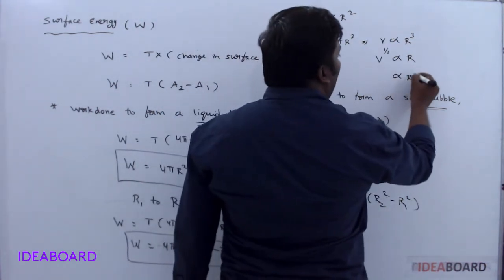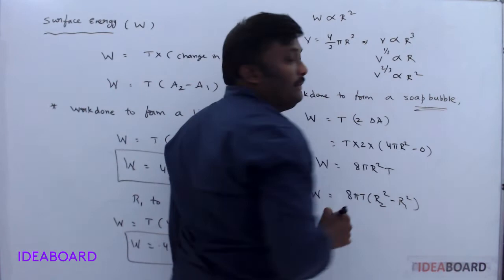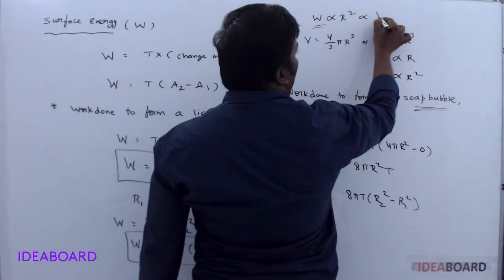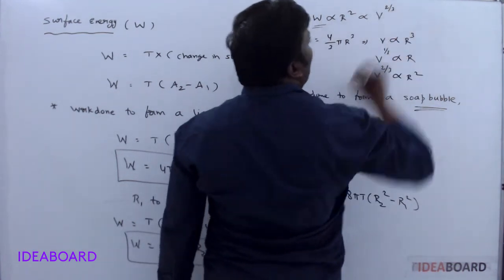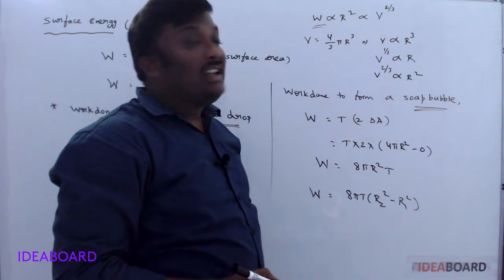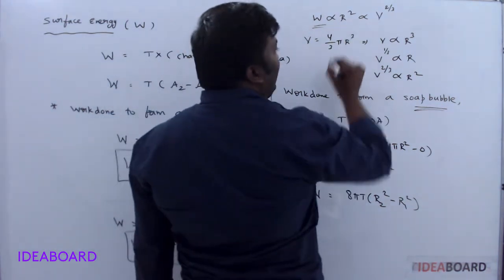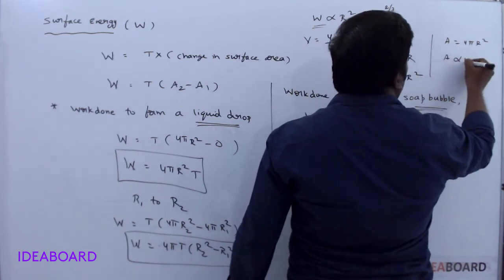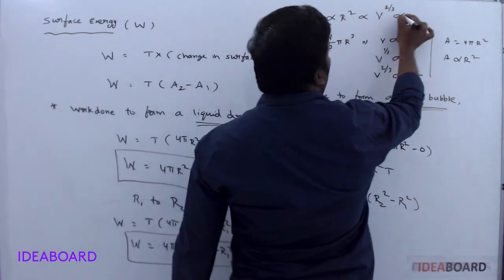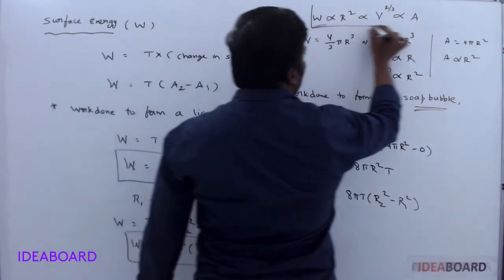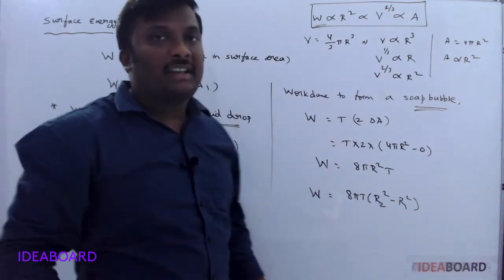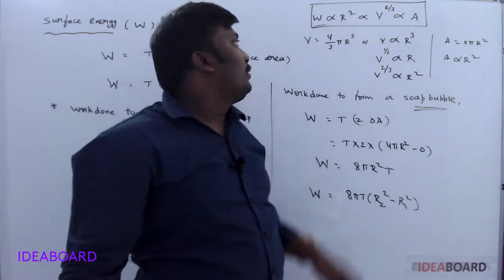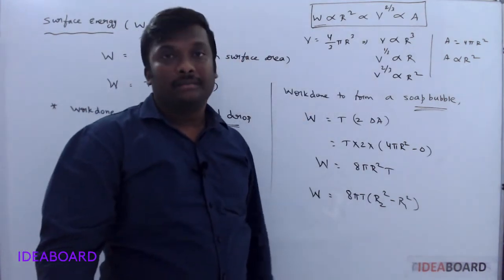So what is the meaning of r square? R square is nothing but V power 2/3. That indicates W is directly proportional to r square, or in terms of volume, V power 2/3. Understand? In terms of surface area, the formula is 4 pi r square, so A is proportional to r square. So instead of r square, you can directly write the surface area. In any question related to surface area, surface energy is directly proportional to the surface area, and directly proportional to the volume power 2/3.